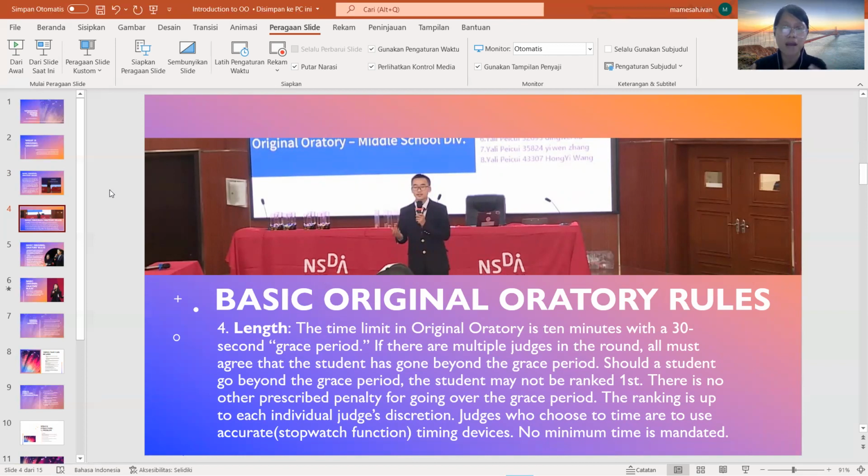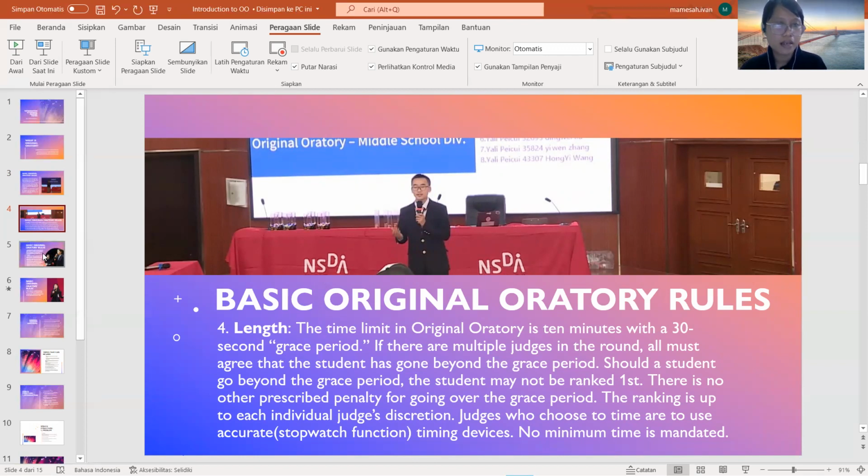But I think it would be best if you could speak at least 7 minutes, because it basically means that there is more information that you can give to the judges, and you can be much more persuasive with more materials being given.